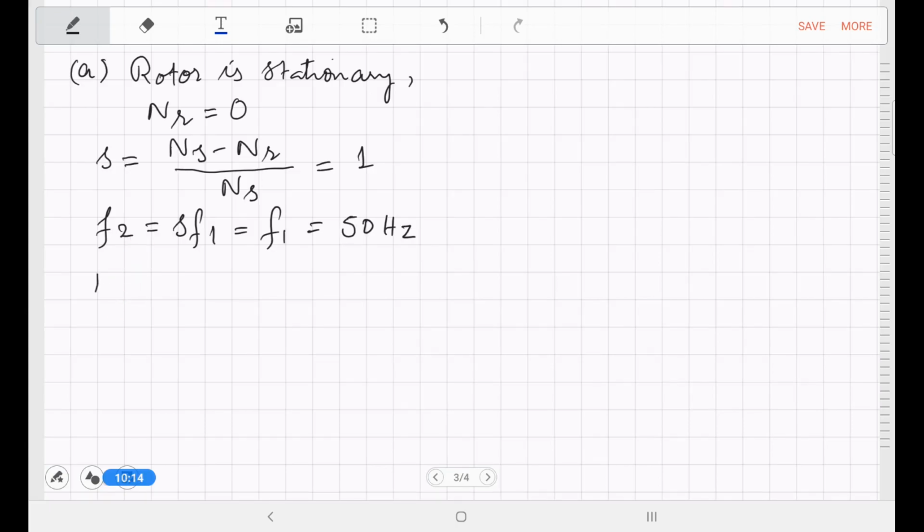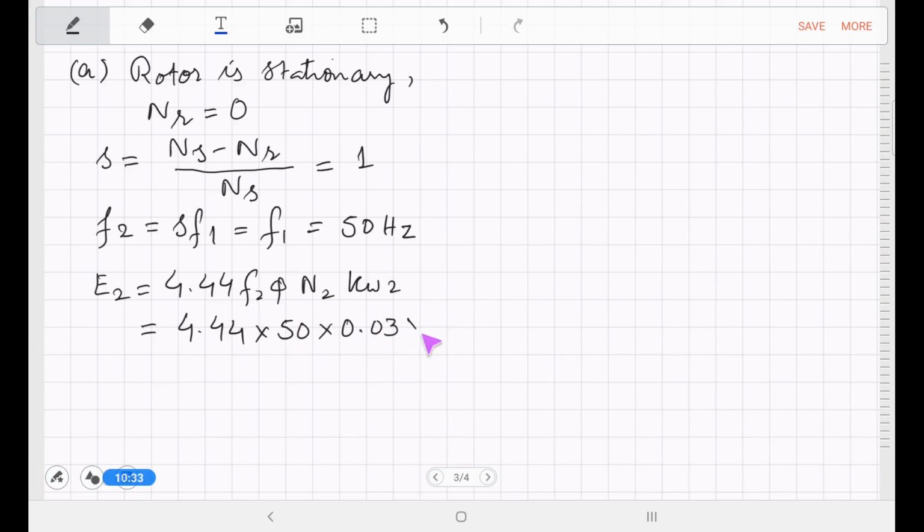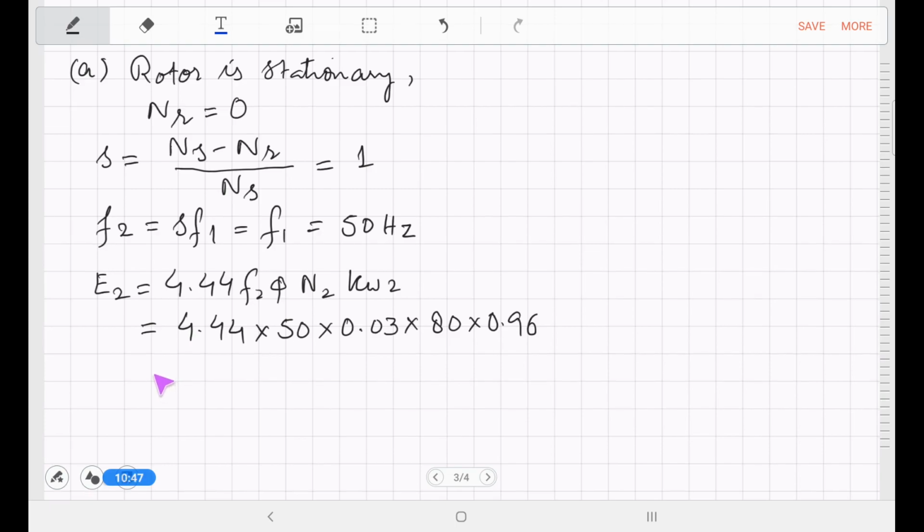And then E2 will be given by 4.44 F2 phi N2 kW2, which will be equal to 4.44 into F2, which is again 50, into 0.03, into N2, which is 80, into kW2 as 0.96. This comes out to be equal to 511.45 volts.